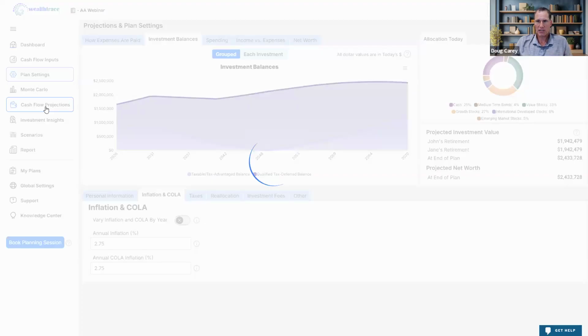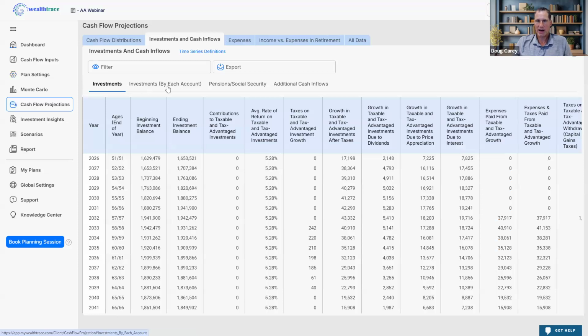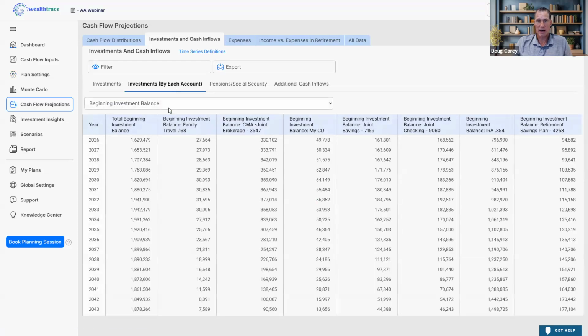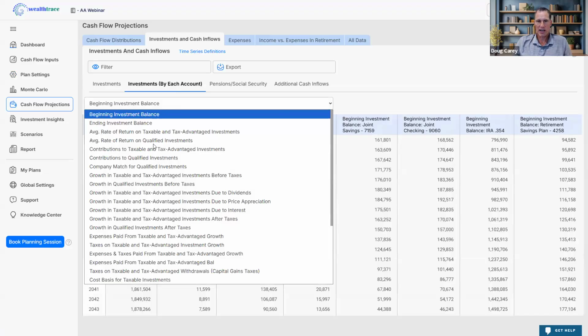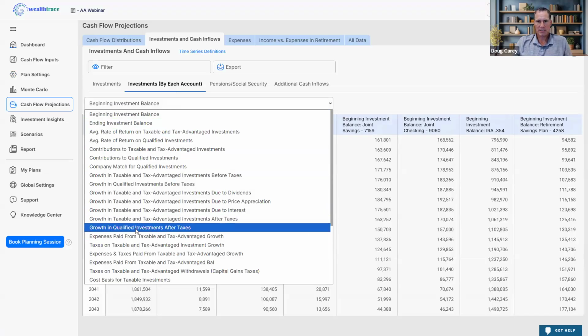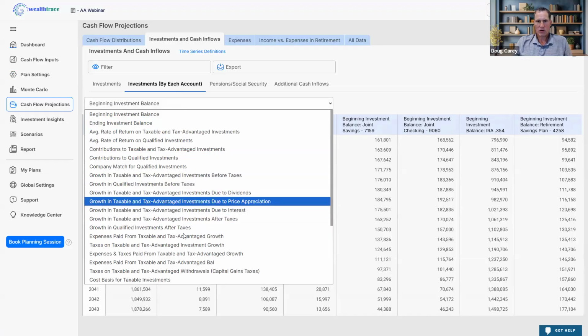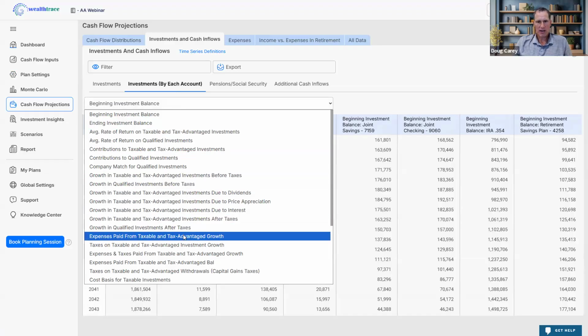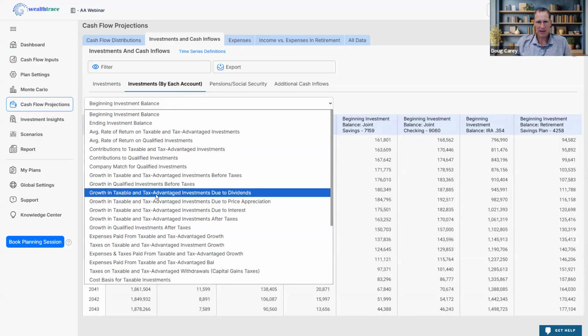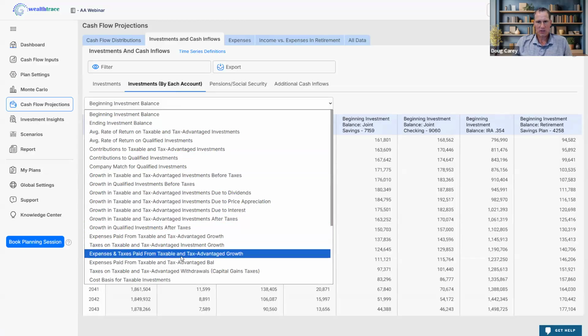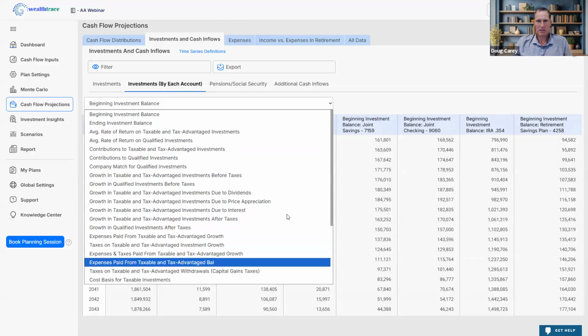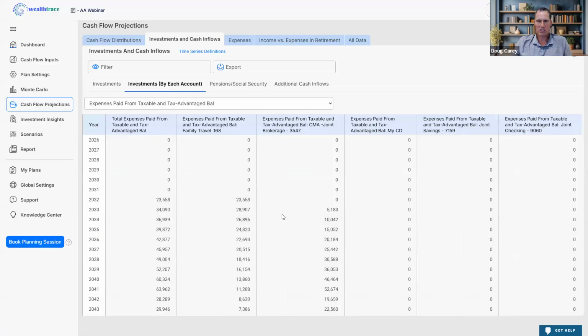So if you go to cash flow projections, investments, cash inflows, I'm going to go to investments by each account. I love this section. I use it a lot. And you can break it down by each account. So expenses, let's say, paid from your taxable accounts only, taxable, tax advantaged. Let's take a look. Well, this is the balances. So this is how they're being dispersed by account each year.